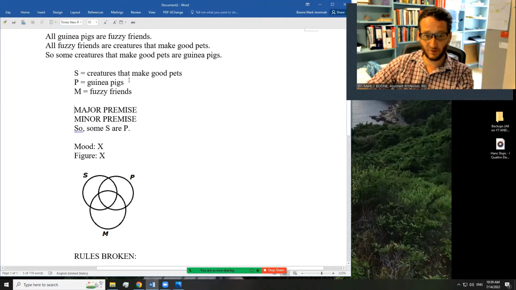Our major premise is the one with guinea pigs. All P are M. All guinea pigs are fuzzy friends. That is our major premise. Our minor premise, all fuzzy friends are creatures that make good pets, is all M are S.